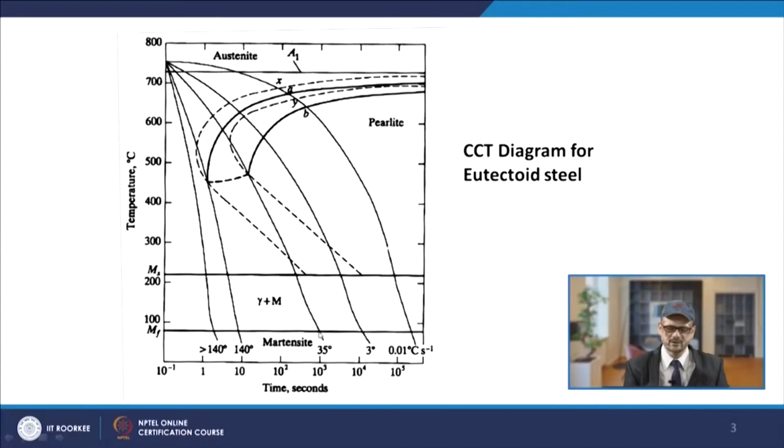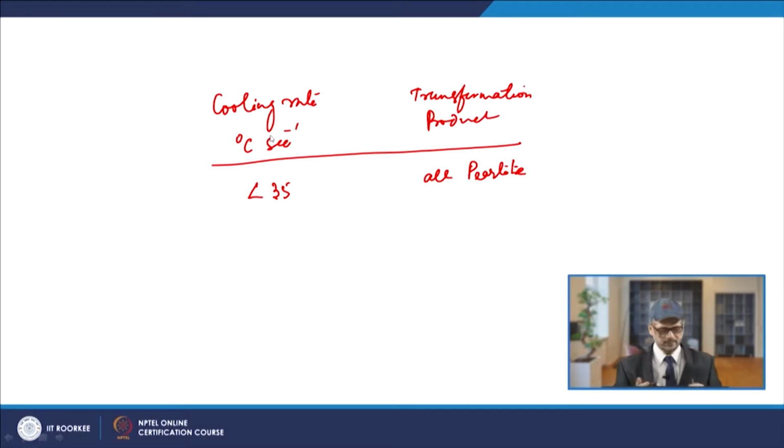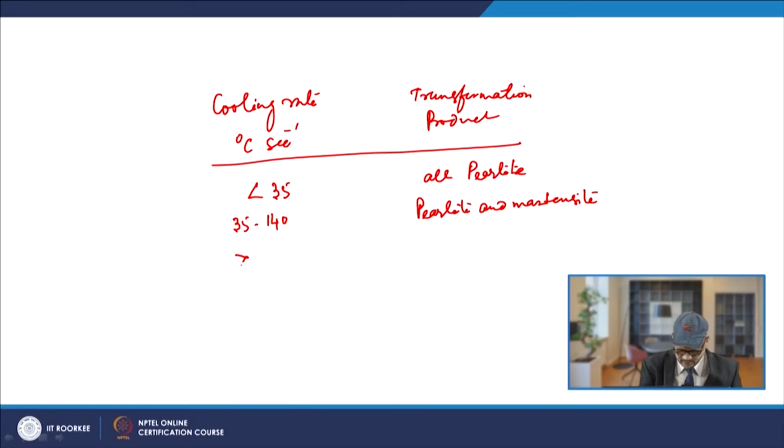If your cooling rate is less than this line, if the cooling rate is towards this, then it is passing the pearlite start and pearlite finish lines, so your whole austenite is converted to pearlite. Now, if it is between 35 to 140, then you will have pearlite and martensite, and if you have more than 140, then you are going to have an all martensite structure.